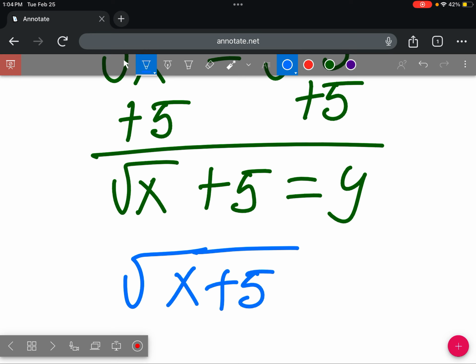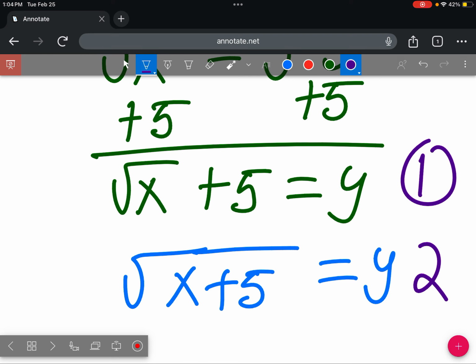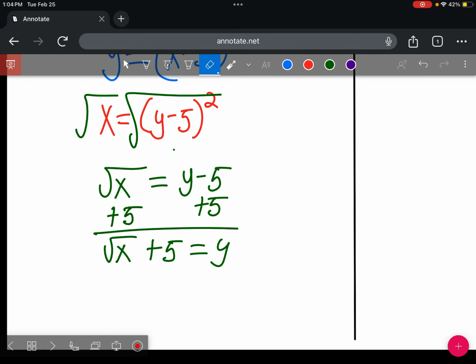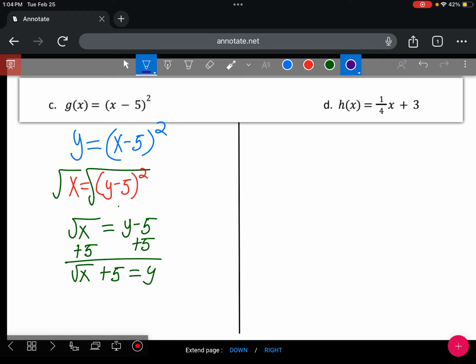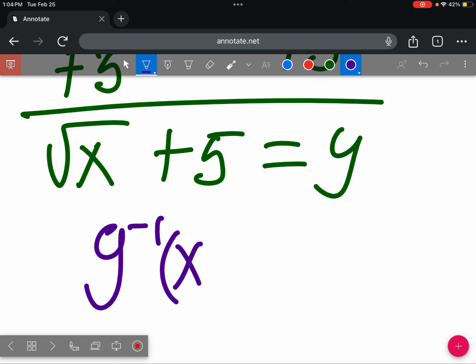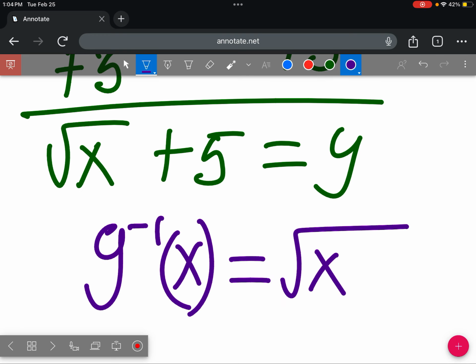Which of these is correct? What's in blue or what's in green? 1 or 2? Number 1. That 5 cannot just go underneath the radical. So number 1 is correct, and our final answer would be F. And make sure you don't do what I just did. It's not F inverse. What is it? G inverse of x is equal to the square root of x plus 5.